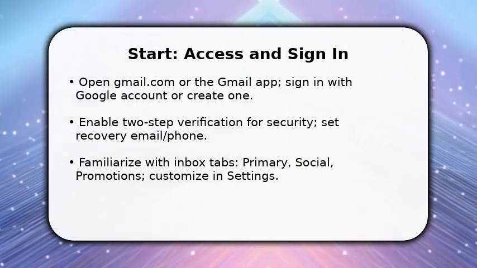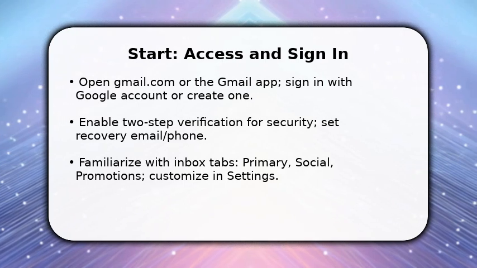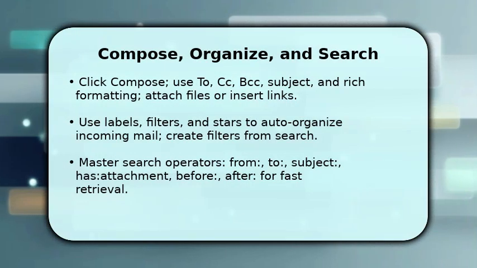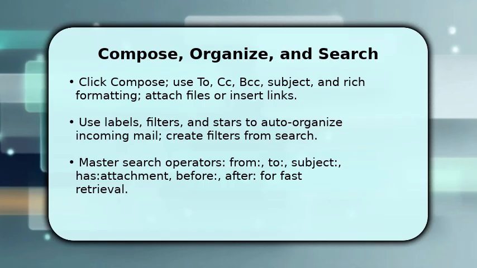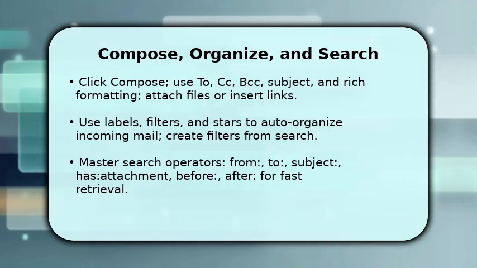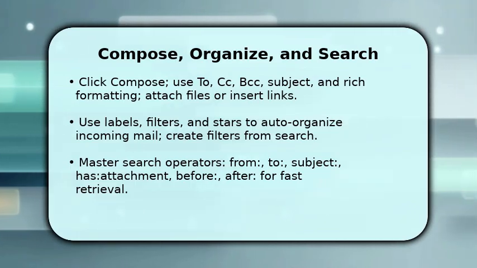You start composing by clicking Compose and filling To, CC, BCC, and Subject. Use formatting and attachments to make messages clear. Once done, set up labels and filters to auto-organize incoming mail. Create a filter from a search and choose Apply Label or Skip Inbox to automate workflow.